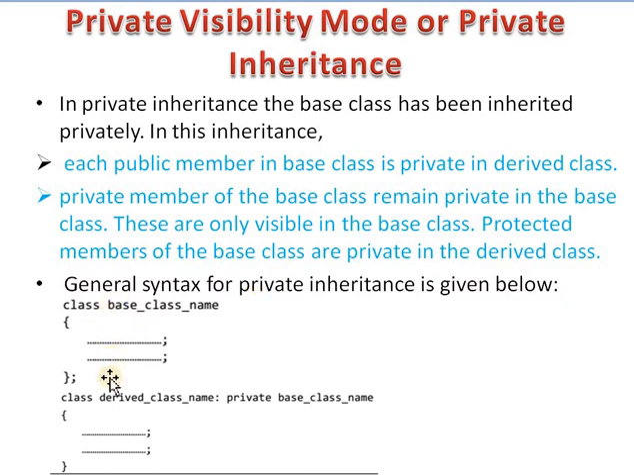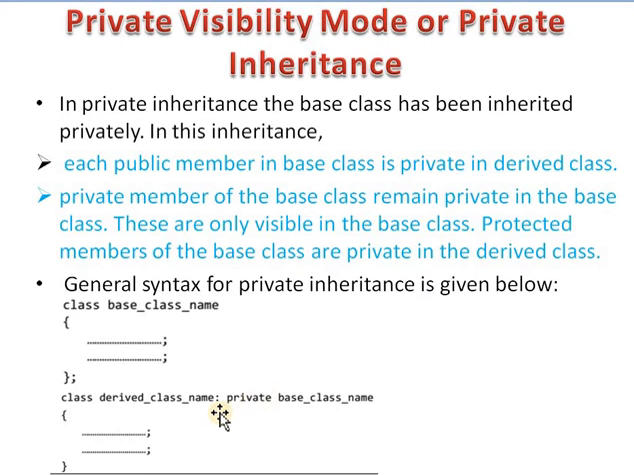There is a syntax for defining a private inheritance. First, we define the base class by using the class keyword. After completing the base class definition, we derive a new class. Class, derived class name, then colon, and here we create the private inheritance by using the private access specifier.